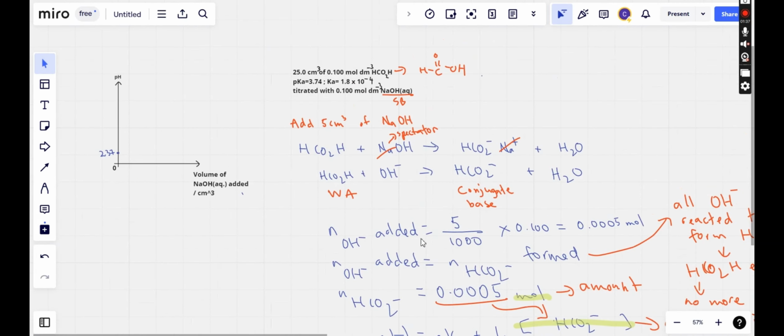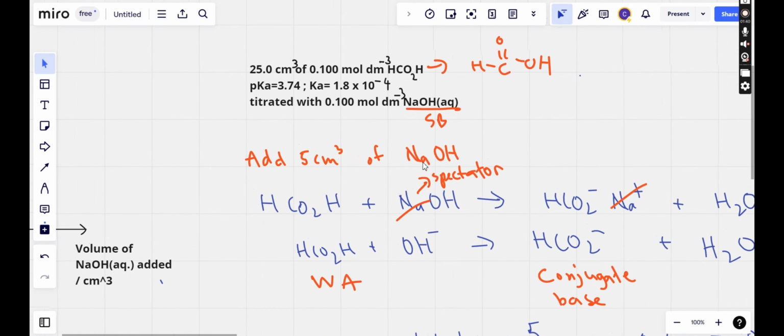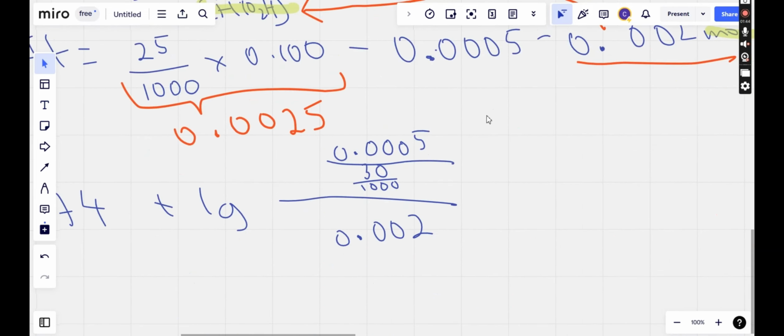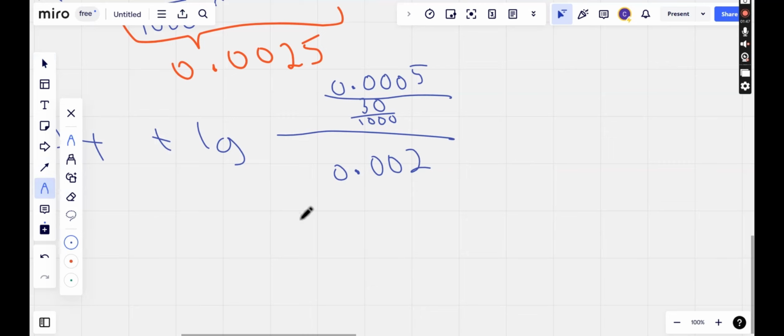And why is it 30? Because we are adding 5 cm cube of NaOH to 25, hence the total volume is 30. Okay, then switch back to pen. So divide by 30 over 1000. And yes, it's true that these two numbers will cancel out. Even if you don't include the total volume there, you will get the same answer. But theoretically, the volume should be there because it is in concentration.